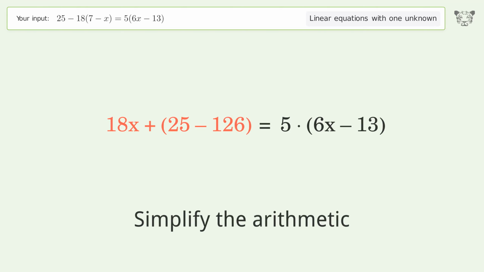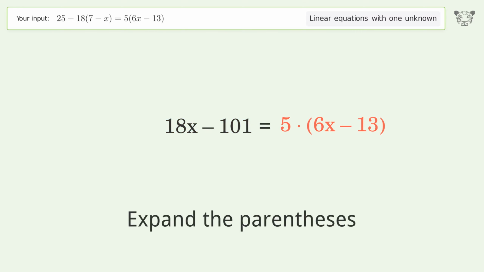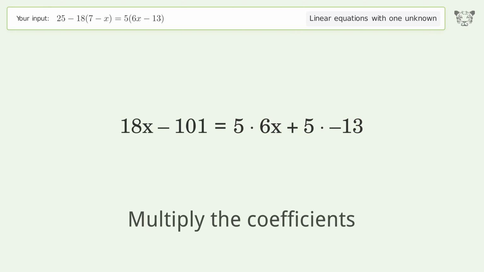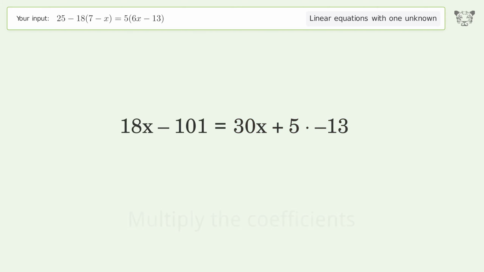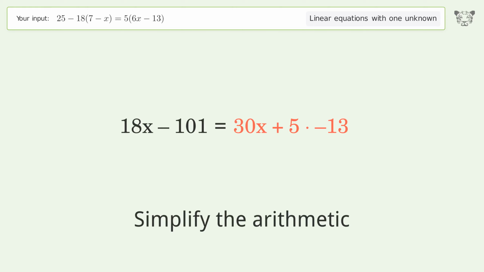Simplify the arithmetic. Expand the parentheses. Multiply the coefficients. Simplify the arithmetic.